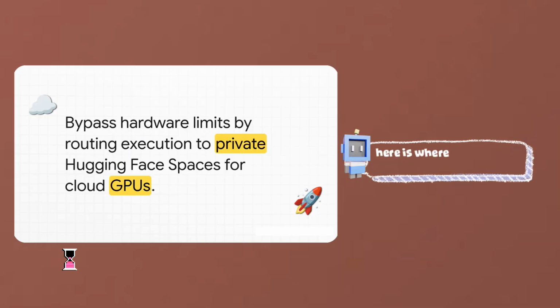But of course, here's where we always hit that classic roadblock. What happens when your script is finally ready, but your laptop doesn't have the heavy GPU horsepower required to actually train the model? Well, enter the GPU sandbox. By throwing in the sandbox tools flag, you can bypass your local hardware limits entirely. Instead of trying to run heavy bash commands locally, ml-intern routes the execution directly to private Hugging Face spaces, tapping into cloud GPUs. You can even set this up as the default behavior in your config file.